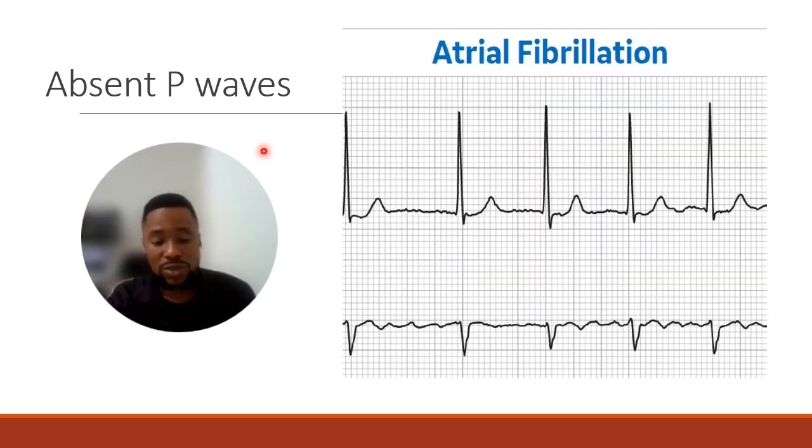This is an example of absent P wave as well. You could see that you couldn't see any P wave here, any P wave. So atrial fibrillation is one of the conditions whereby you see absent P wave.